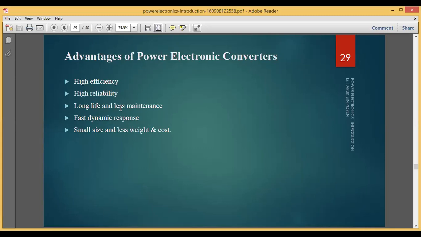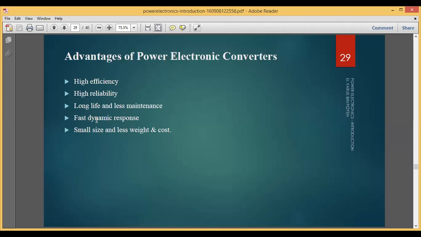Okay, so whenever there is less damage, obviously it means that the maintenance of those particular devices is very less, because you are trying to design such power electronic devices which are highly efficient, highly reliable, and run for a very long amount of time. Okay, then there will be less maintenance cost, or low maintenance cost.